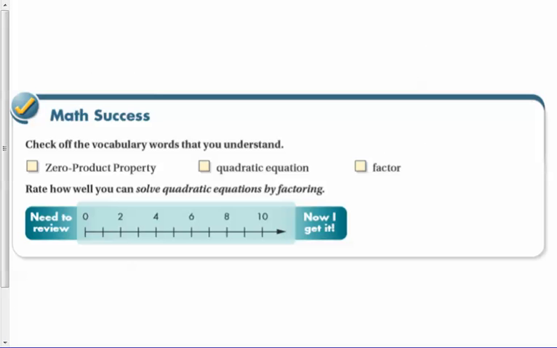So go ahead and check off anything that you understand. Do you know what the zero product property is? Do you know what a quadratic equation is? And do you remember how to factor? And rate yourself.